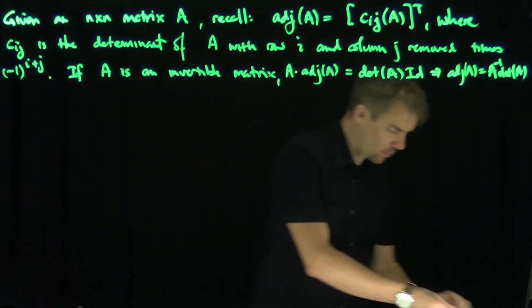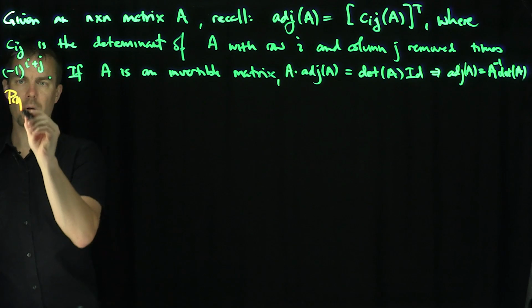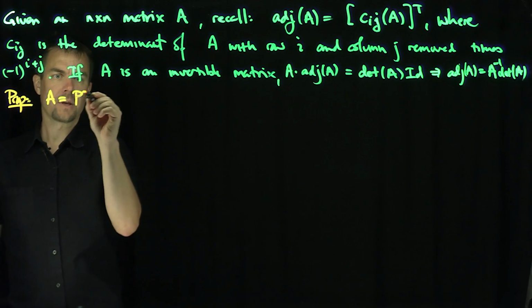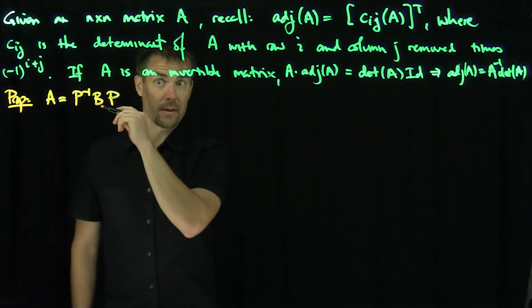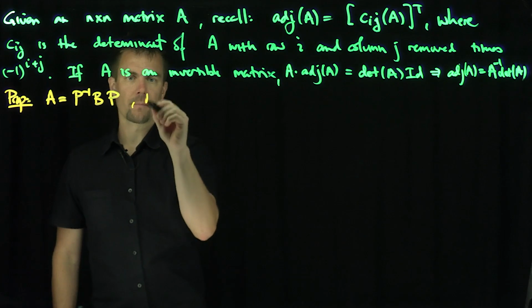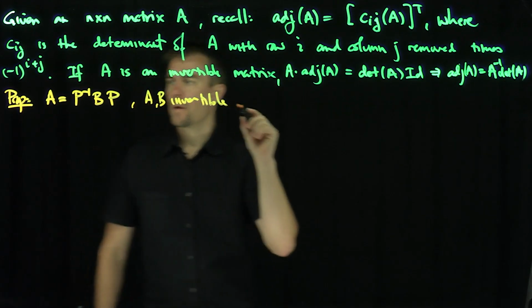Okay? And so now let's figure out how the adjugate works under similarity. So here's a little proposition. If A is equal to P inverse B P, then let's find the adjugate of A. Let's assume that A and B are invertible in this case. Then what can we say?